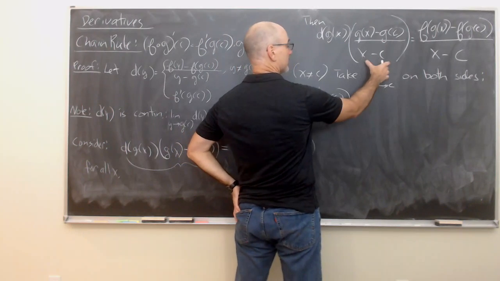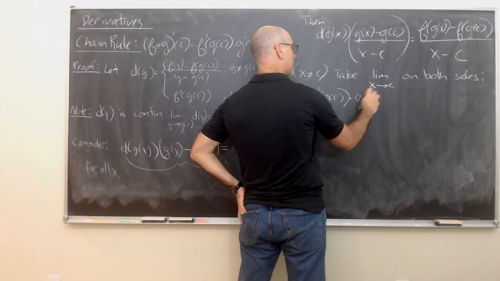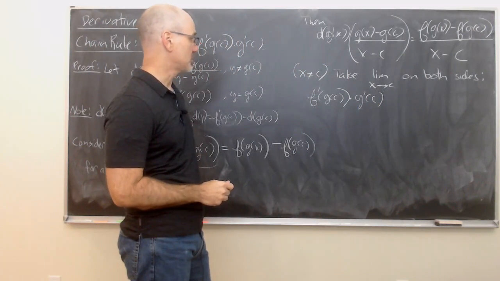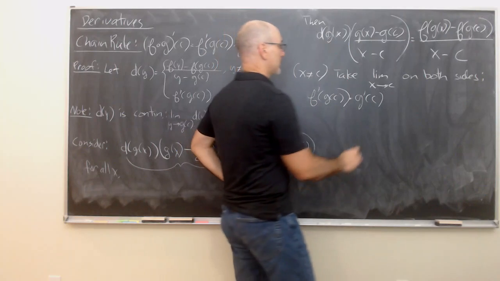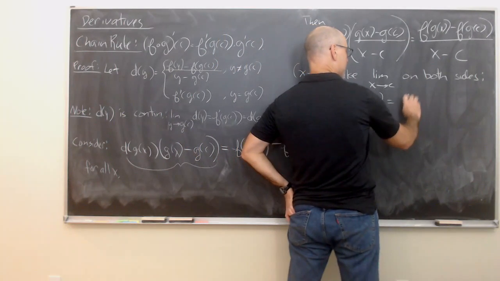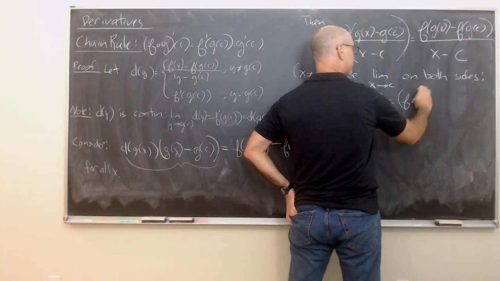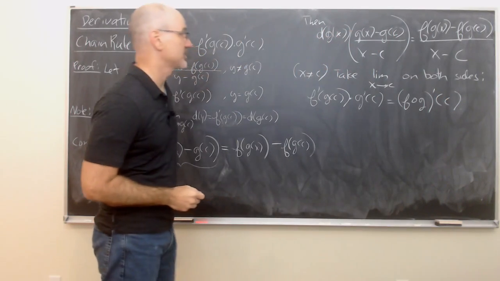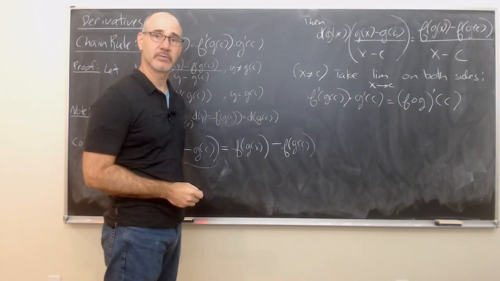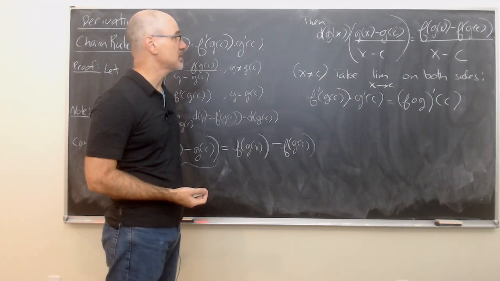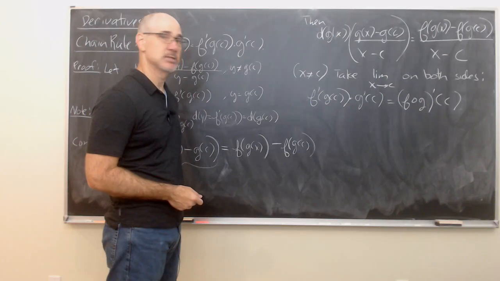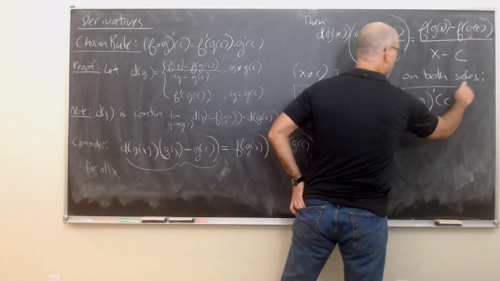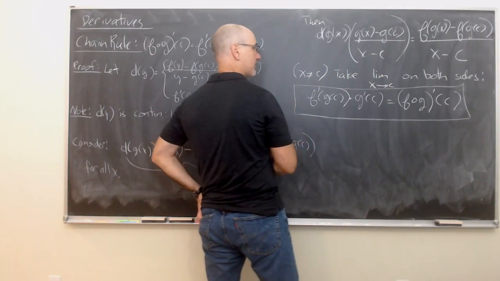And then the second piece is the definition of the derivative of g at c. And then on the right, that's the definition of the derivative of the composite f of g. Right? F of g of x minus f of g of c divided by x minus c, then you take the limit. Right? So here is the chain rule, and we're done.